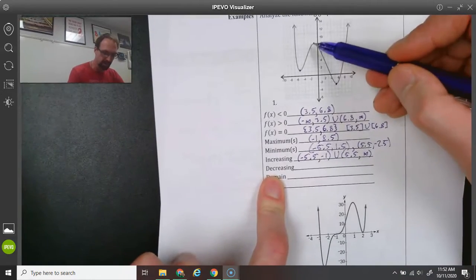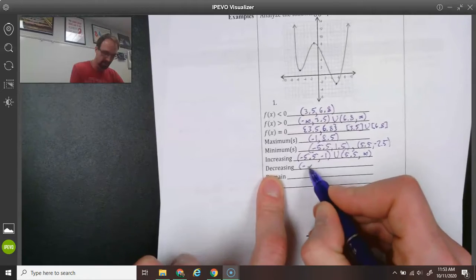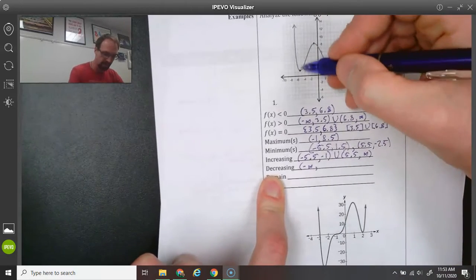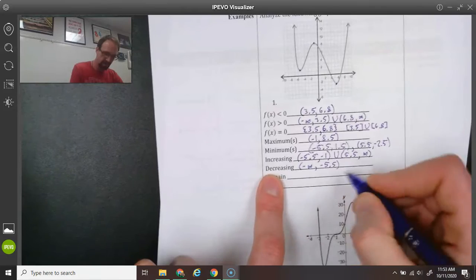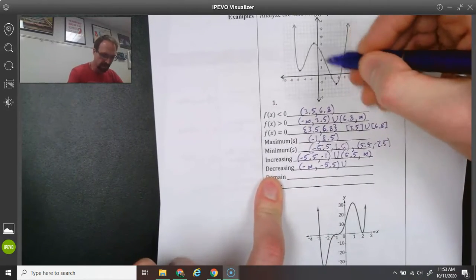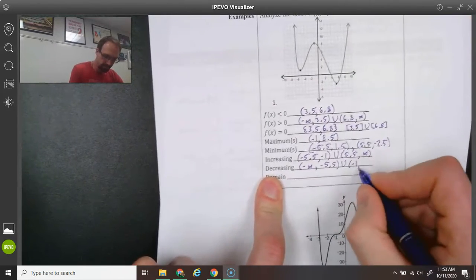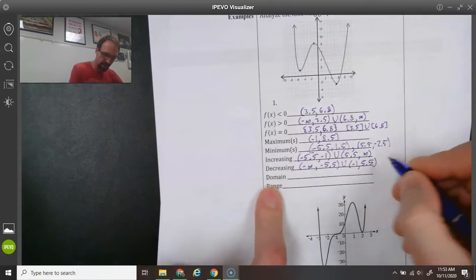When is it decreasing? Well, it's decreasing from -infinity to this value. Again, reading from left to right. -infinity to, looks to be like -5.5. And then it's also decreasing here, -1 to 5.5. Notice I'm putting my x values.